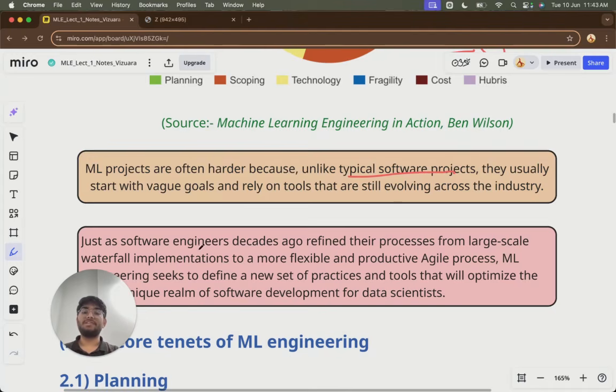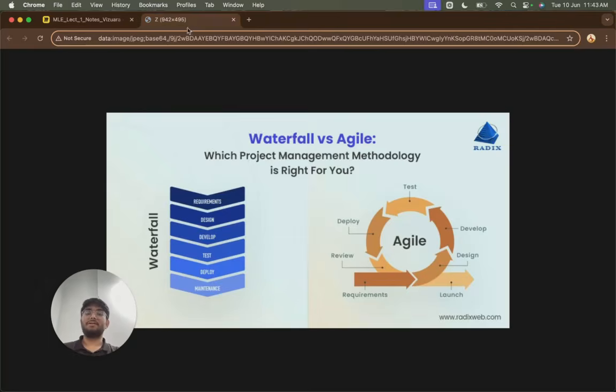Just as software engineers decades ago refined their process from the large waterfall model to the agile model. I would like to explain a little bit if you don't know about the waterfall or agile model. The waterfall model, you can imagine as a top to bottom model, where when you complete the first step, then you go to the next step. It's a rigid model. You have the requirements, and once requirements are written down, you go to design. But from design, you can't go back to requirements if a change is asked by the stakeholder. So this is the waterfall model.